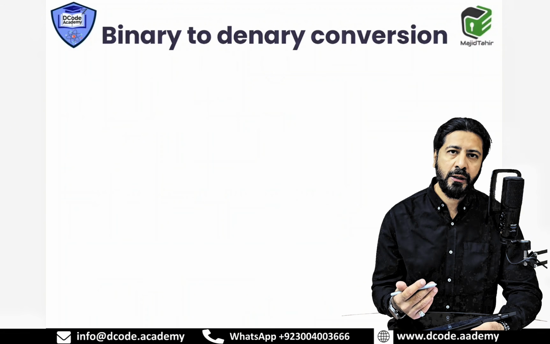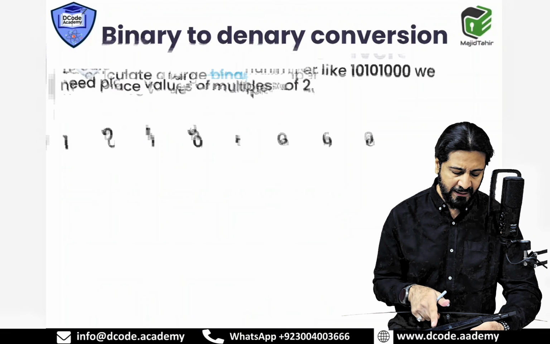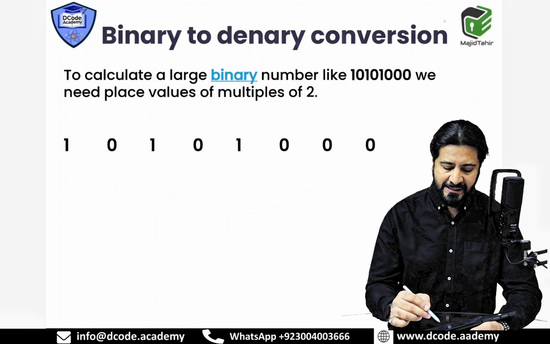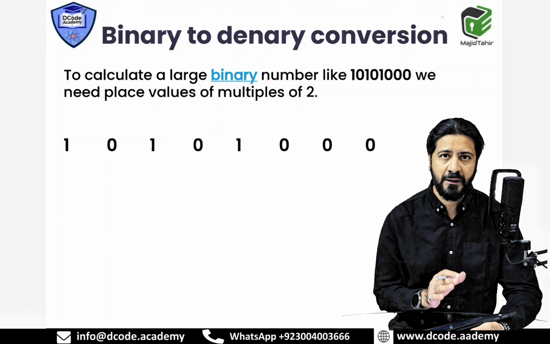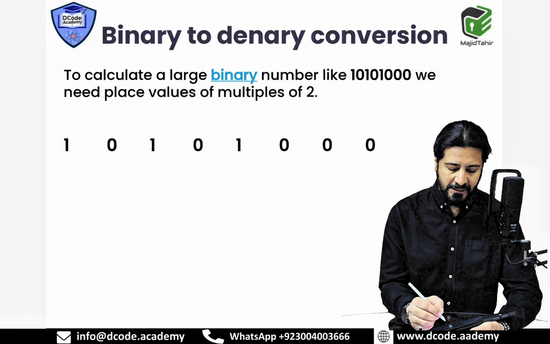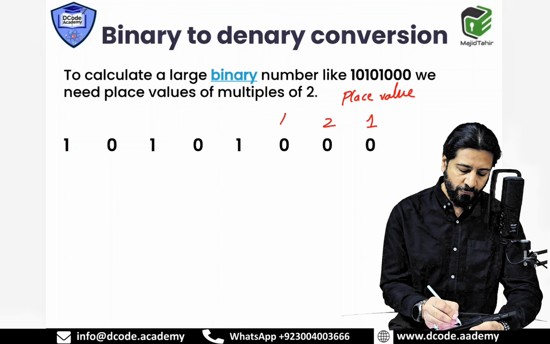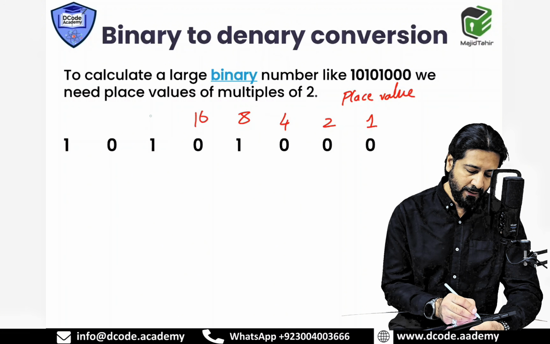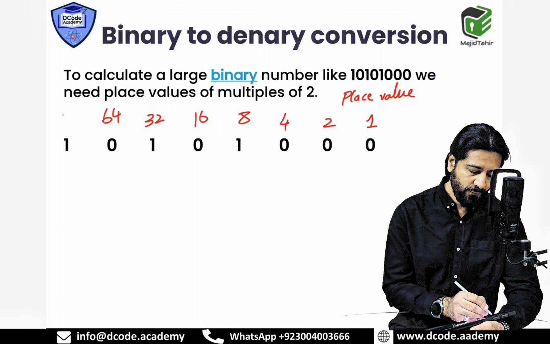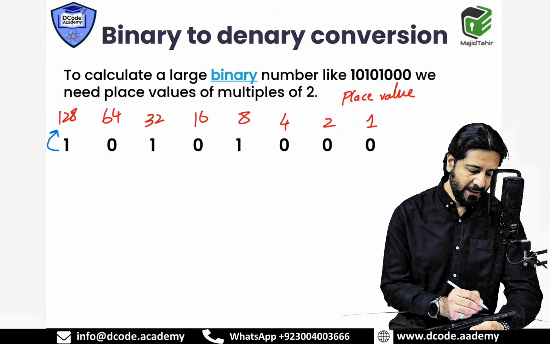Now we are going to convert a binary number into a denary number or a decimal number. Again, very simple and easy process. For example, we have this number that you're looking at on the screen, a binary number that we are going to convert into a decimal number. Now, first of all, what I'm going to do is write down the place values. So 1, 2, 4, 8, 16, 32, 64 and 128. Now, very simple process, the same thing that we did earlier. Every number must be multiplied by its place value.